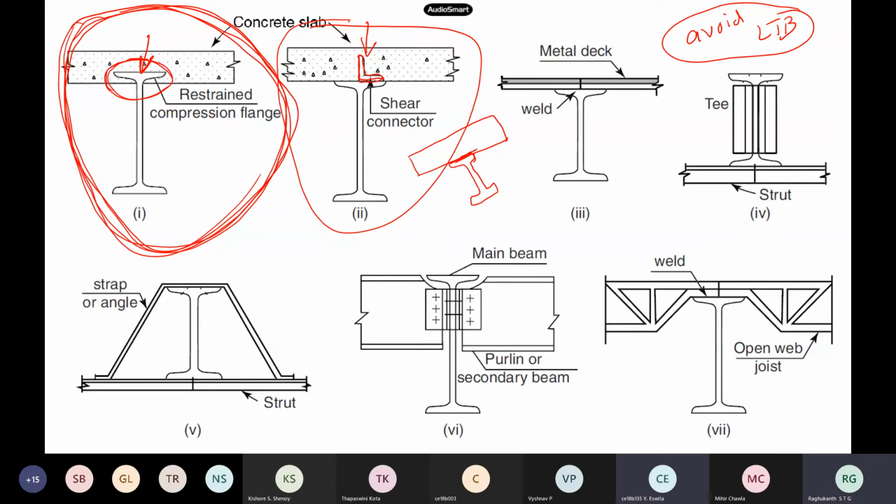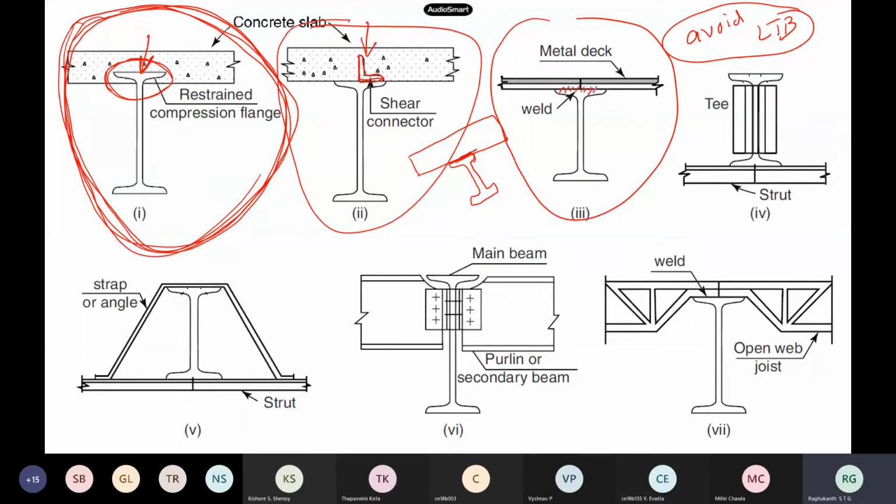No, sir. Why? Because the compression region is held tight. It is restrained. So this is also one way, you weld it basically. If you weld it, fine; if you leave it free, then lateral torsional buckling can happen.